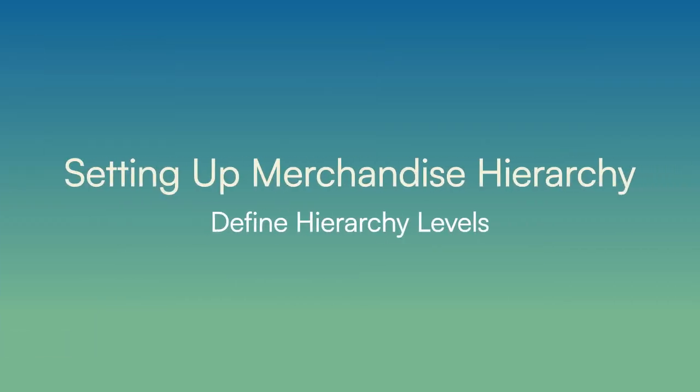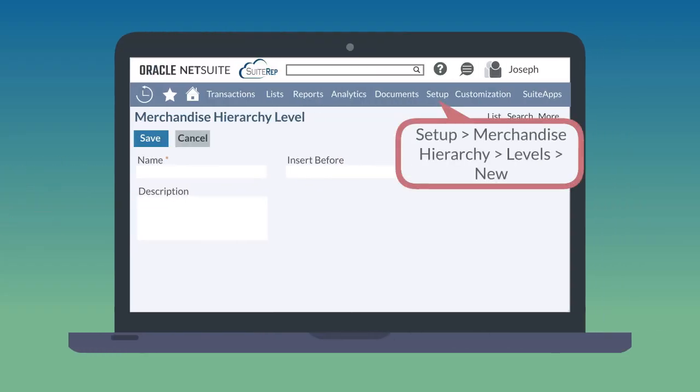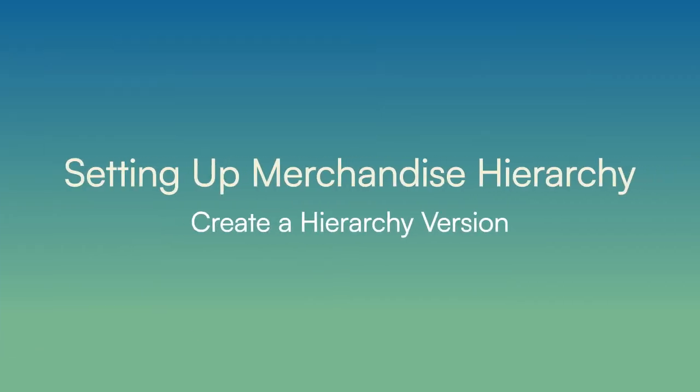Hierarchy levels represent the tiers of your product classification. Navigate to Setup, Merchandise Hierarchy, Levels, New. Enter a name for the level. For example, department, category, subcategory. Use the Insert Before dropdown to determine this level's position in the hierarchy. When creating the lowest level, you will leave this field blank. Be sure to select the immediate child level for every other level you create. Save the level.